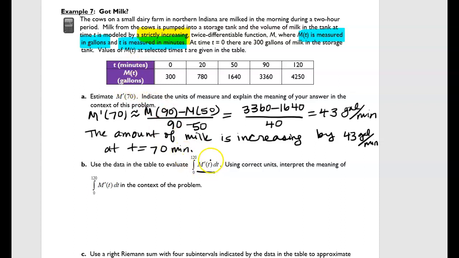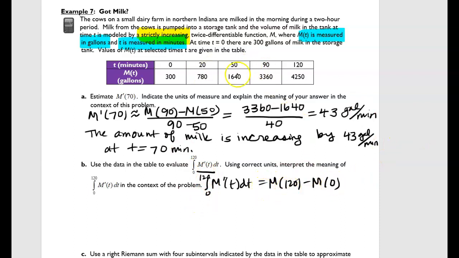So I need to somehow get m prime to be m. I need to do something with it. And so what that means is I need to integrate it. The antiderivative of m prime is m. So if I just take that antiderivative, I can calculate it. So the integral from 0 to 120 of m prime of t dt would be m of 120 minus m of 0. So the antiderivative is m, and then over the interval here.